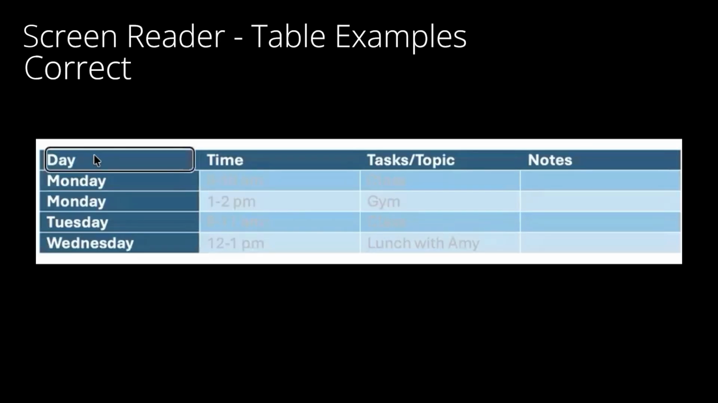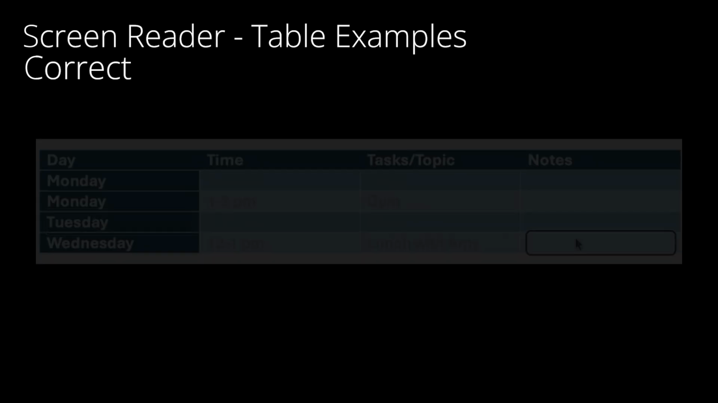Table. In table, day. Column 1, row 1, time. Column 2, row 1, task/topic. Column 3, row 1, notes. Column 4, row 1, day Monday. Time 9:10 a.m., tasks topic class, notes empty cell, day Monday. Time 1:02 p.m., tasks topic gym, notes empty cell, day Tuesday.